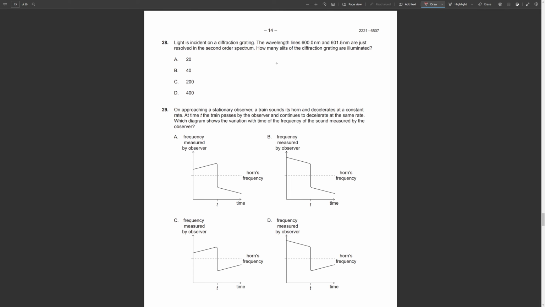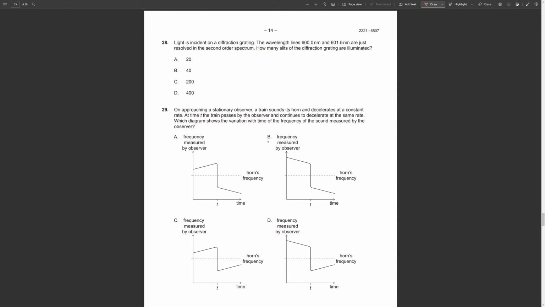Question 28. You are trying to resolve two extremely similar lights using a diffraction grating. The equation of resolving power, lambda over delta lambda equals m times N, is used. Note that the lambda at the top should be the mean value. However, for the sake of multiple choice on a non-calculator paper, you can make an approximation. You can make 600 at the top and 1.5 at the bottom, equal to the second order times N. Rearranging, you will get N being 200. The answer is C.